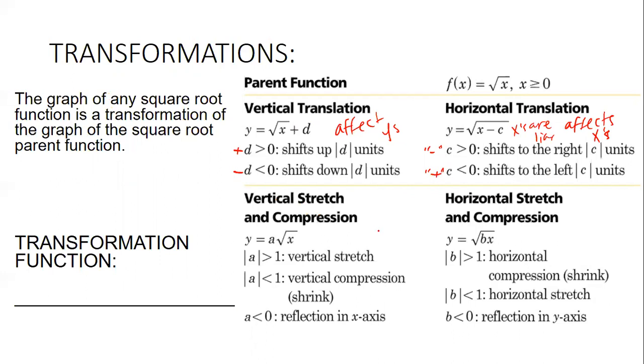All right. Vertical stretch and compression. Your vertical stretch and compression is changing how quickly or how slowly your y values increase. Okay. So here, when you have a number on the outside of the square root that's being multiplied, that's a stretch or a compression. If the absolute value, meaning regardless of whether it's negative, is greater than 1, that's a vertical stretch. If it's less than 1, that's a vertical compression. If you don't want to use the word compression, you can use the word shrink. Okay. And this is going to affect our y's.